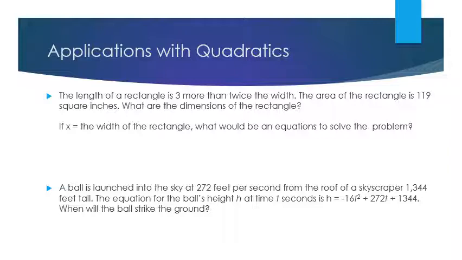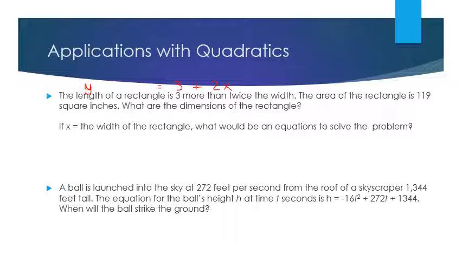So in this one, let's take a look at it. We've got length, let's talk about that as L, or let's call it y because they've already called the width x. Okay, we're going to call that y. There's my verb, 3 more than is 3 plus, twice the width. Twice the width is represented as 2x. The area of the rectangle is 119 square inches. If x is the width, what would solve the problem?